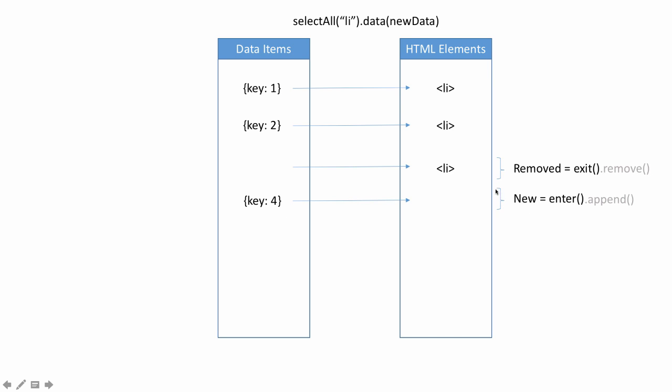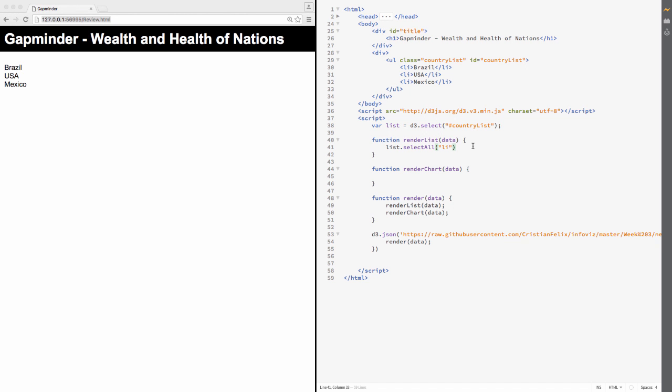The new ones are now the enter. So when we select enter now, we will select only those, not the previous ones. And then we can just do append li, or whatever we need. So that is how the data flow works in the tree. Every time I keep updating, the tree creates these links between the data point and the HTML elements. Okay, so I selected all my LIs, and now I want to do exactly what I just said.